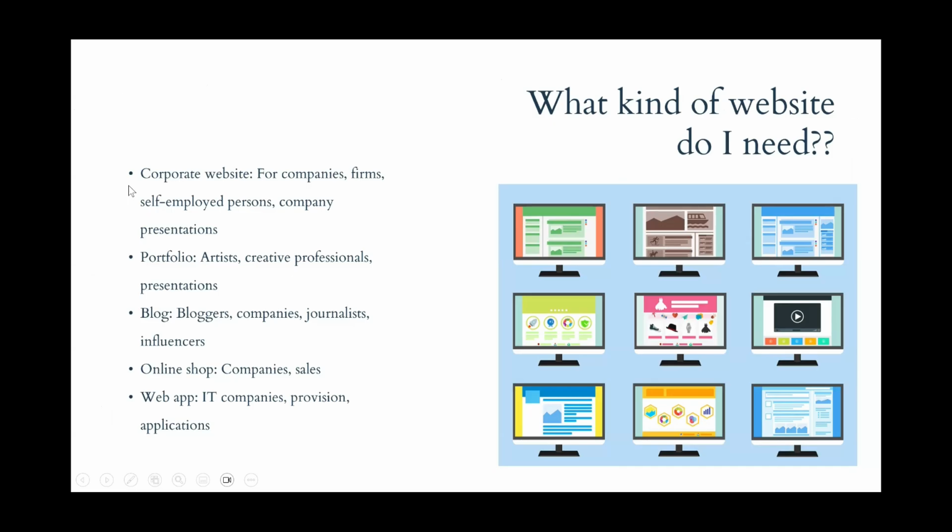Okay, yes. You can choose a different form of website. First, as I told you, a corporate website, a portfolio, it's for artists or for presentations. Blogs are for example, influencers in the internet, for bloggers or for writers, journalists. So you can edit a blog site every day, or you can have an online shop or a web app. So there are different forms, and at first you have to choose what kind of website you need.